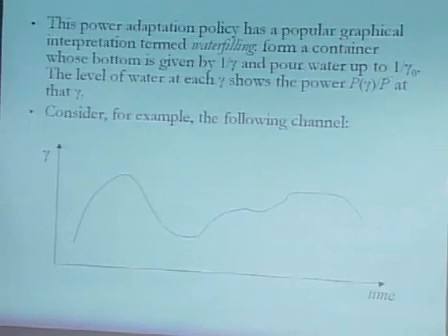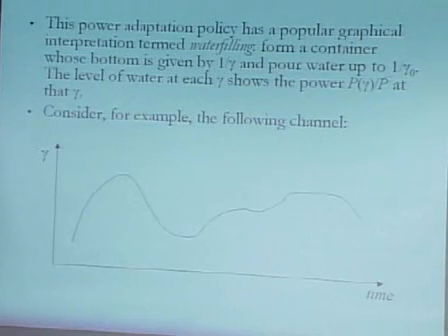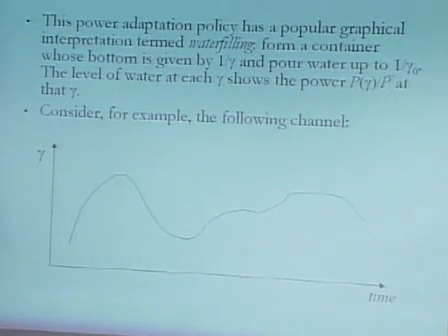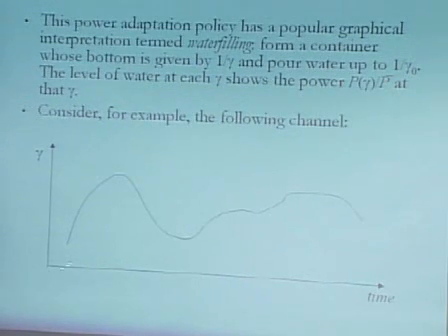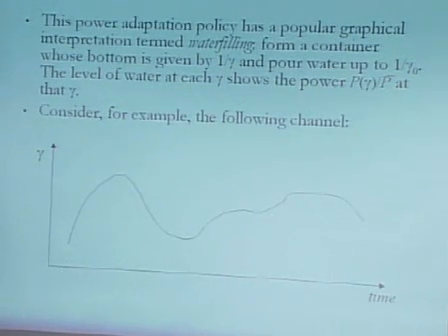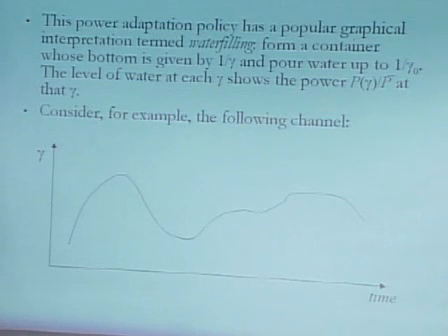Okay, we saw a very useful graphical interpretation, a very popular one, for this optimum policy, which is water filling. What you do is you take your channel variations over time and turn them upside down, and you treat this as a container. And then you pour water up to a level 1 over gamma 0, which is 1 over the cutoff.